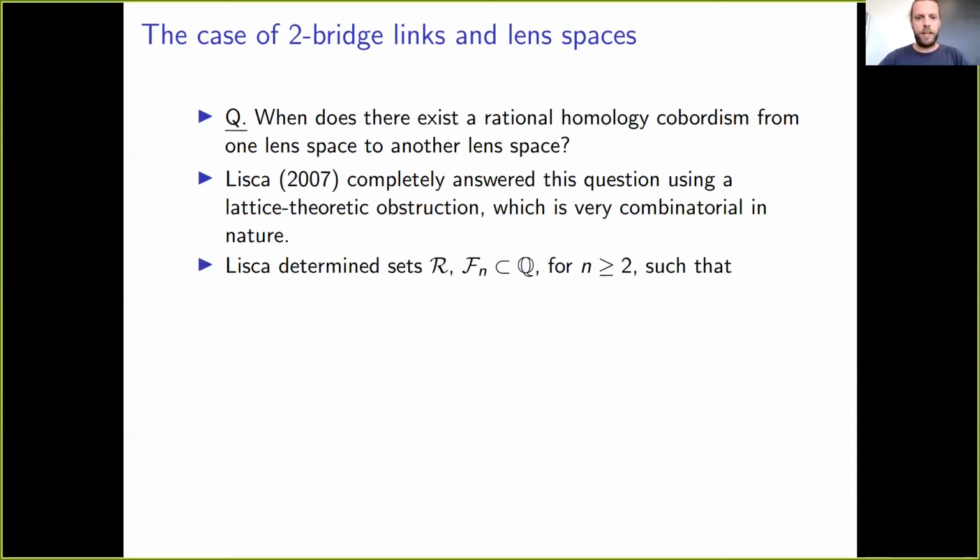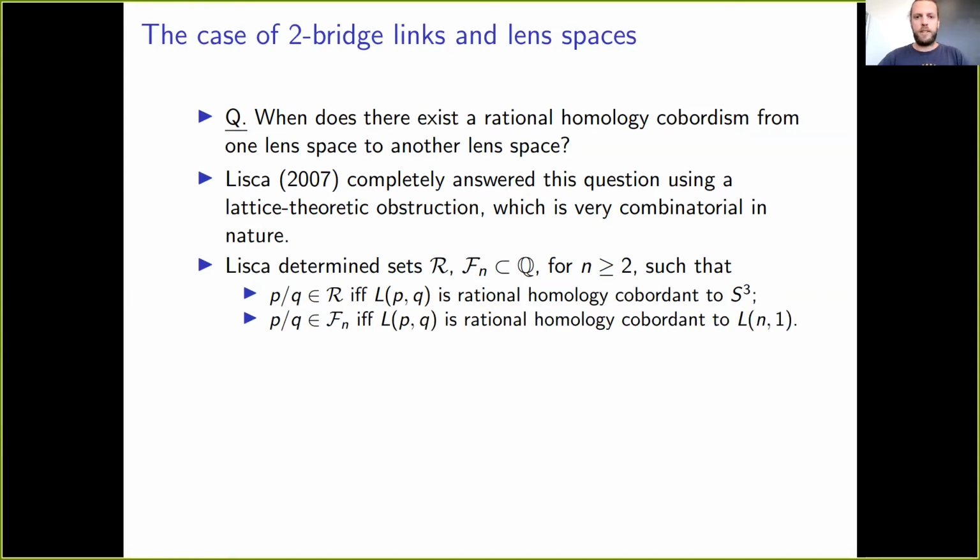And so, yeah, I'm not going to give you the full statement of his result, but the core of his statement is that he determines sets fancy R and fancy F sub n for n greater than or equal to 2. These are sets of rational numbers. The first one is characterized by the property that a rational number P over Q belongs to this set R precisely if the corresponding lens space, L(P,Q), is rational homology cobordant to the 3-sphere. In other words, it bounds a rational homology ball.